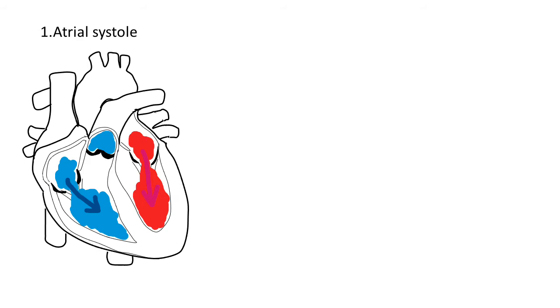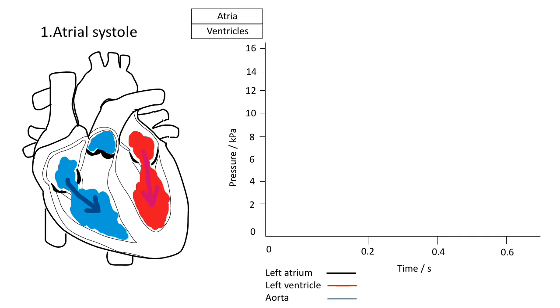So here we're showing atrial systole. The atria are contracting, and as a consequence, the pressure is greater in the atria, and so blood is moving from the atria into the ventricles where there's a lower pressure. So we'll go to our graph. This first section is atrial systole, ventricular diastole, and I want you to begin by drawing the pressure curve for the left atrium. So do that now.